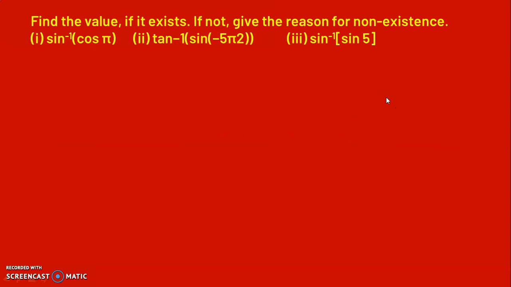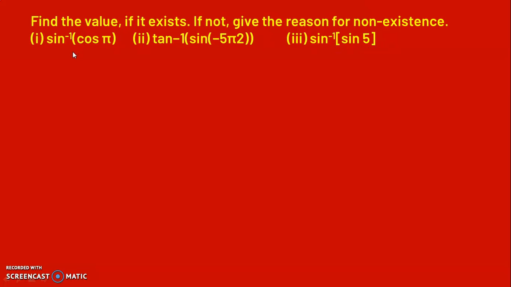Okay, so let's move on to the problem. Question number 1. Find the value if it exists. If not, give the reason for non-existence. That is, you have to find the value of sine inverse of cos pi, tan inverse of sine of minus 5 pi by 2, and sine inverse of sine pi.